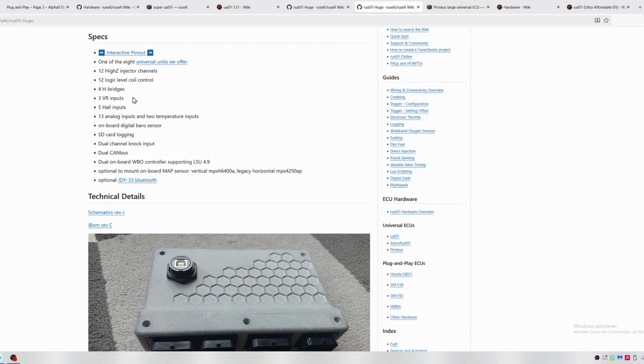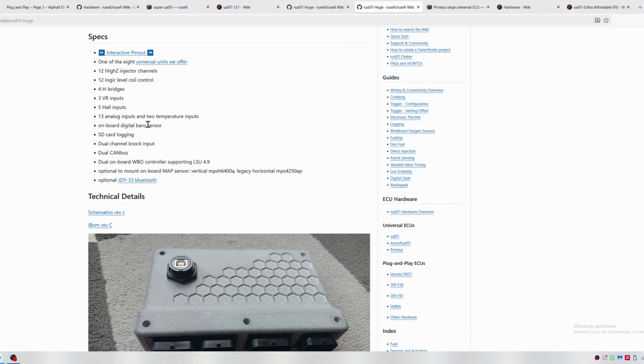This one has 3, so you could use a second cam position sensor, for example. And you have 5 hall sensor inputs. While you could ask why you need 5 RPM inputs, that's actually pretty handy, because you can use an input for normal camshaft and crankshaft. You could also put on vehicle speed, so a VSS sensor. That would also be a possibility.